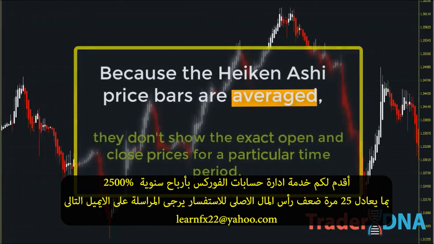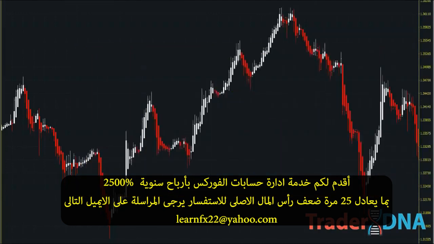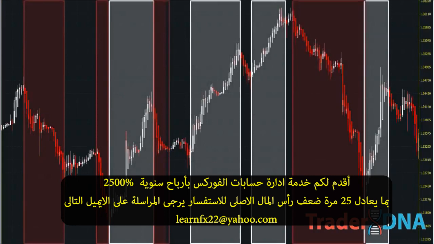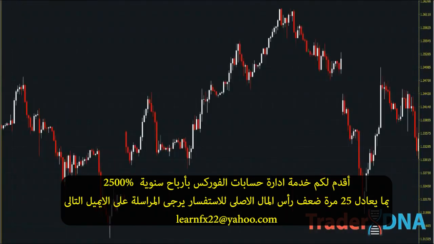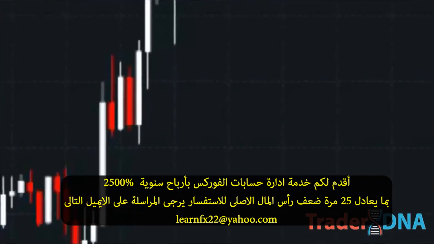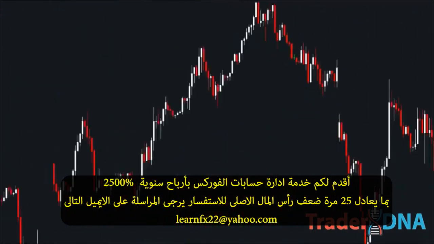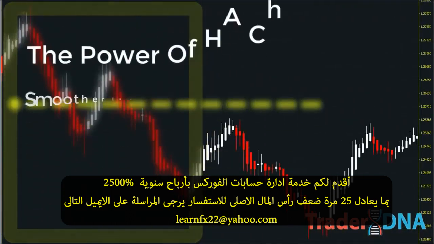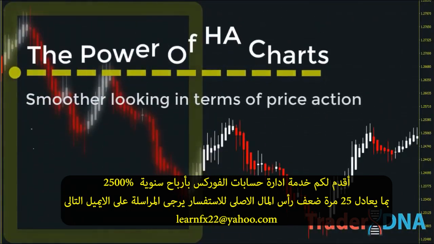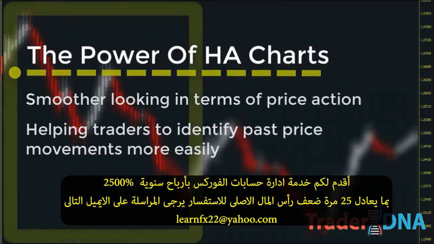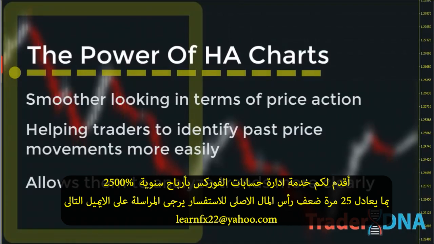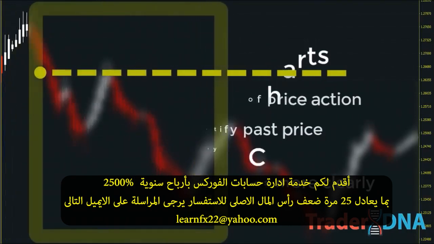You'll notice that Heikin-Ashi charts have a tendency for its candles to stay white during an uptrend and stay red during a downtrend. This is in contrast to traditional Japanese candlesticks that alternate color even if the price is moving strongly in one direction. Heikin-Ashi chart is much smoother looking in terms of price action, helping traders to identify past price movements more easily. This is why many traders prefer to use the Heikin-Ashi candle since it reduces the noise on the chart and allows them to analyze trends more clearly.